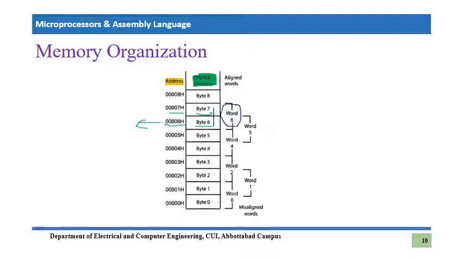So is it an aligned word or a misaligned word? It is an aligned word. Why? Because the least significant byte is stored at the even address boundary. See, 06 is its even address. That means word 6 is aligned.